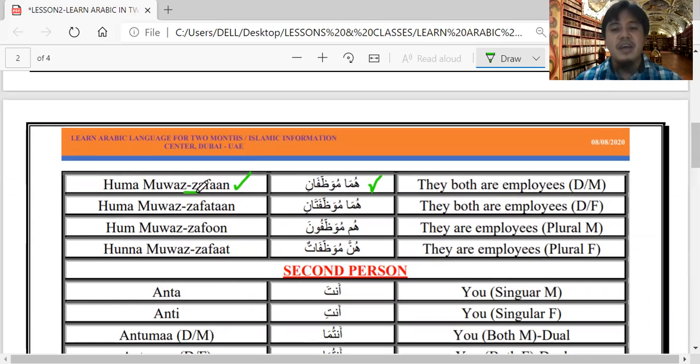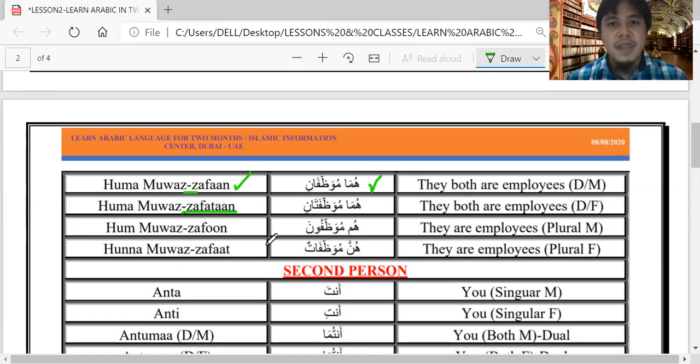Huma muwaddafan. Man huma, who are both of them? Who are they both? I will say huma Muhammad wa Gerald. Wahuma muwaddafan. And for both female, we will say huma muwaddafatan. Listen very carefully to the pronunciation for you to pronounce it correctly. Huma muwaddafatan. Aisha wa Khadija huma muwaddafatan.